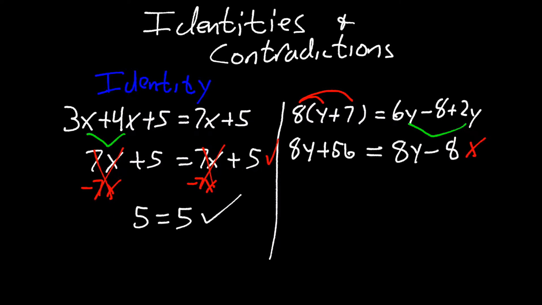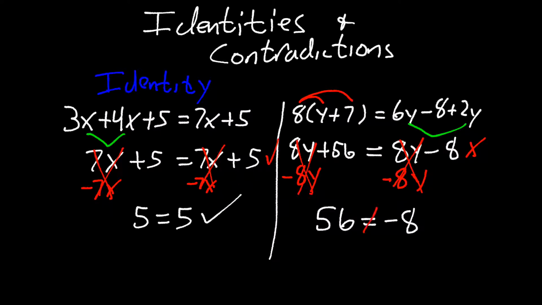But if you don't notice that, go about trying to solve it. Get all of your variables on the same side. 8y minus 8y is 0, and that happens twice. And we're left with 56 equals negative 8. This is a false statement. 56 does not equal negative 8. And as a result, this is a contradiction. So nothing that we put in for our value for y in this problem will solve the equation. It has no solution.